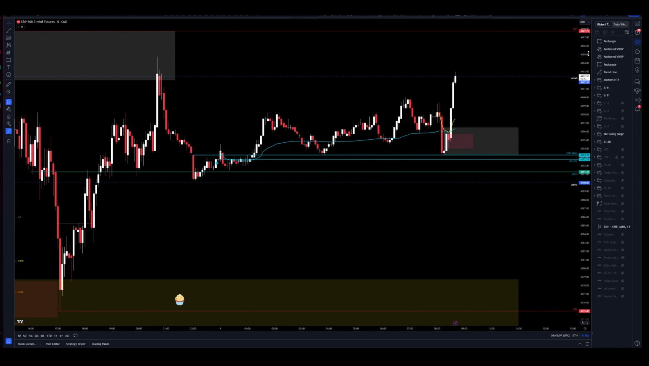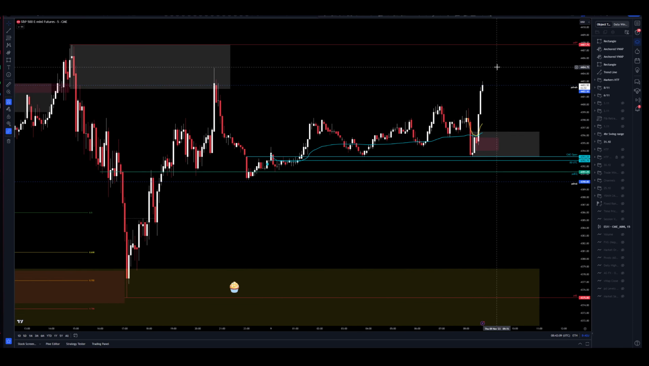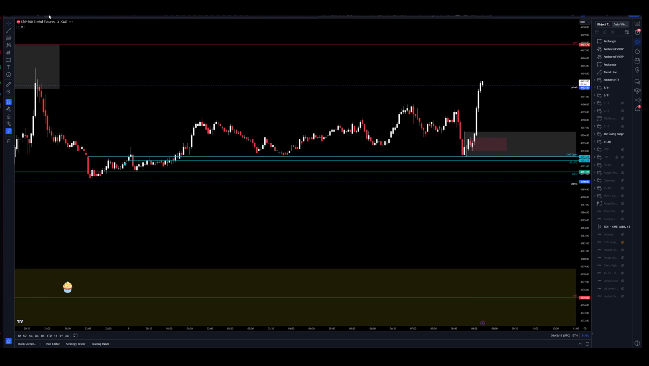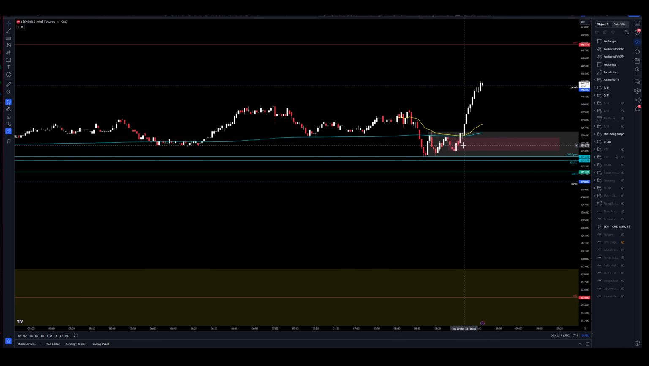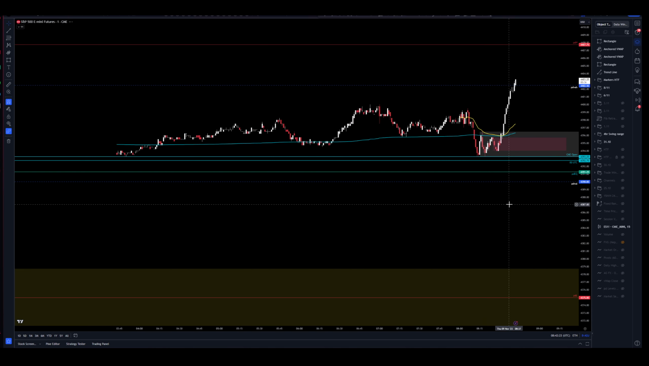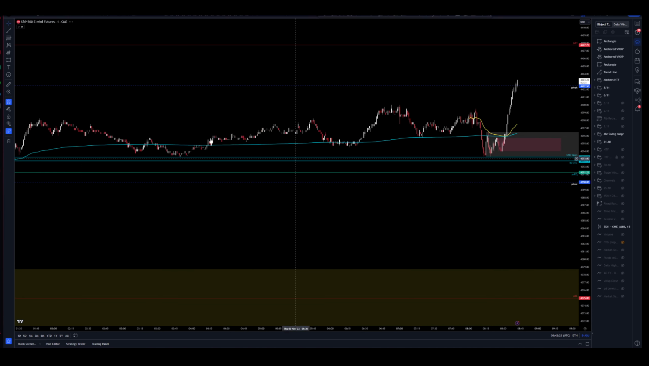Wouldn't be shorting this now. You are tapping previous day value area high, but look at that. Look at that velocity. It's just taken off. Let's look at the 1 minute. Look at that. Candle, candle, candle, candle, candle higher than the other. Just up, up, up, up, up. So that's not something you should be shorting.